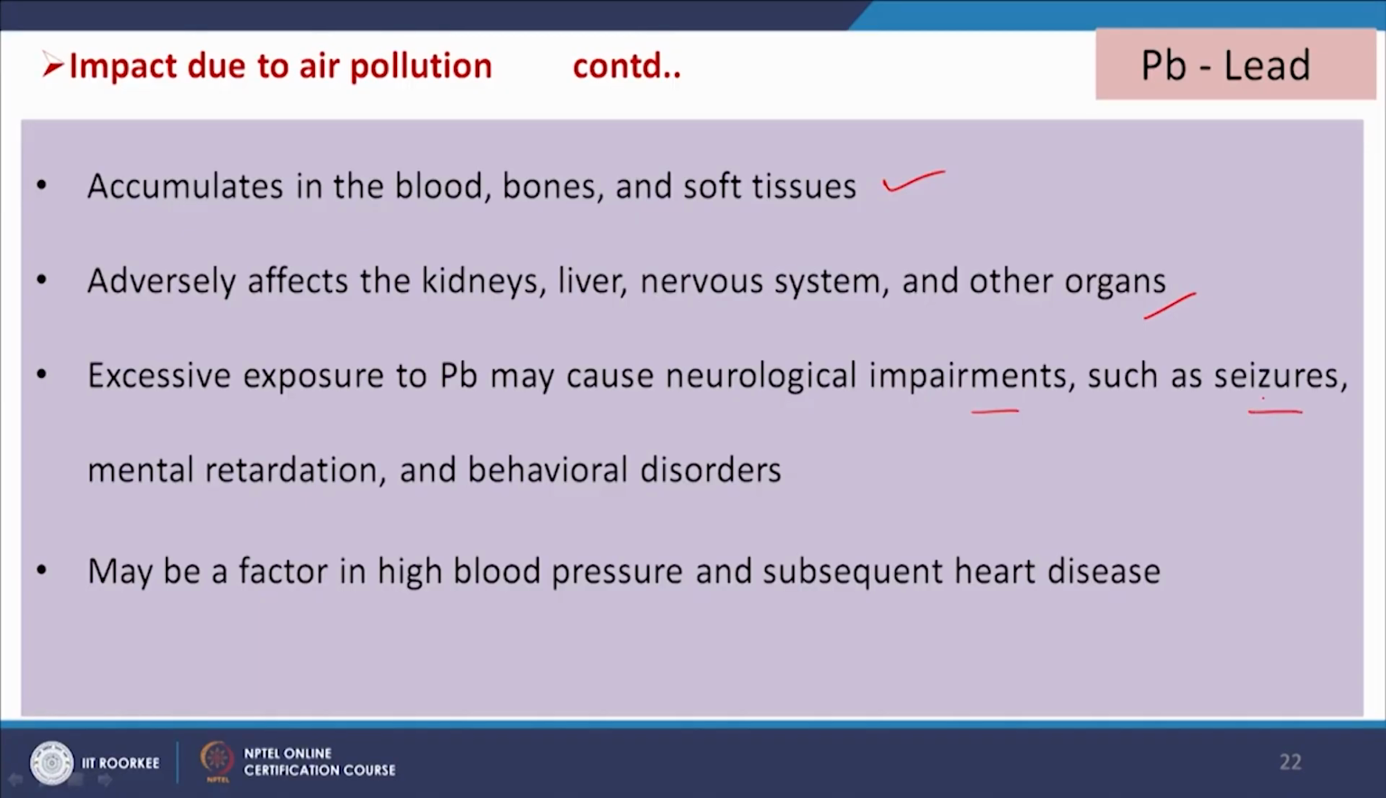Lead has some impact also. It accumulates in the blood, bones and soft tissues, and adversely affects the kidneys, liver, nervous system and other organs. Excessive exposure to lead may cause neurological impairments such as seizures, mental retardation and behavioral disorders, and may be a factor in high blood pressure and subsequent heart disease.